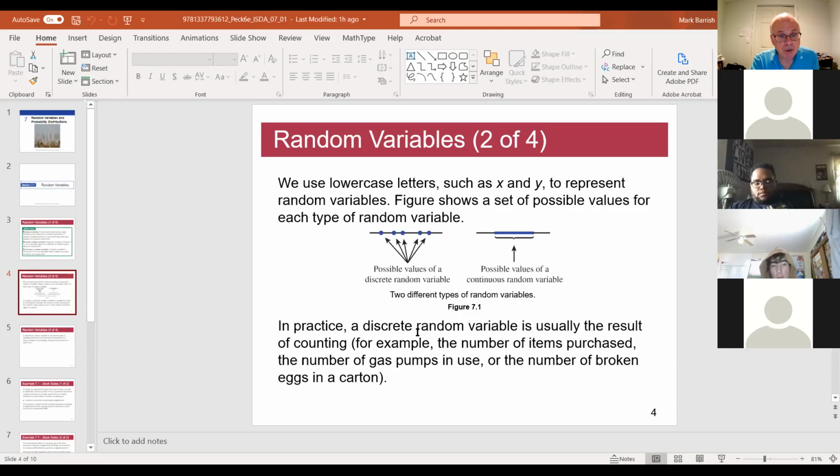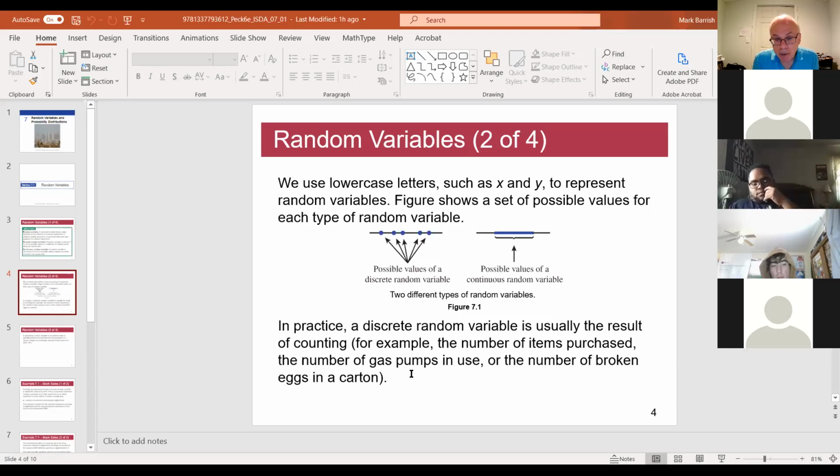Now, it says here, a discrete random variable is usually the result of counting: the number of items purchased, the number of gas pumps in use, the number of broken eggs in a carton. Let's see if I can give an example. Suppose we flip a coin 4 times. What are all the possible values of the number of heads that we could get in the 4 coin flips?